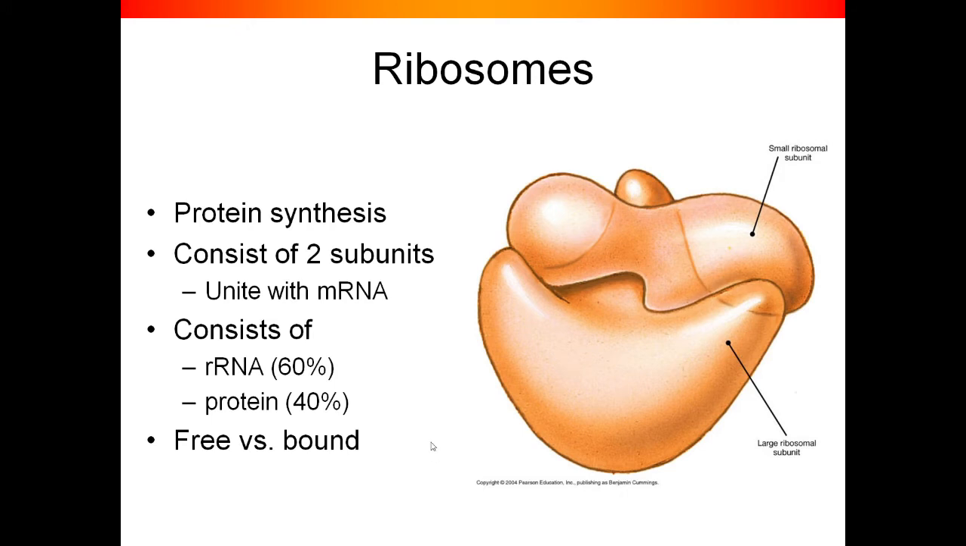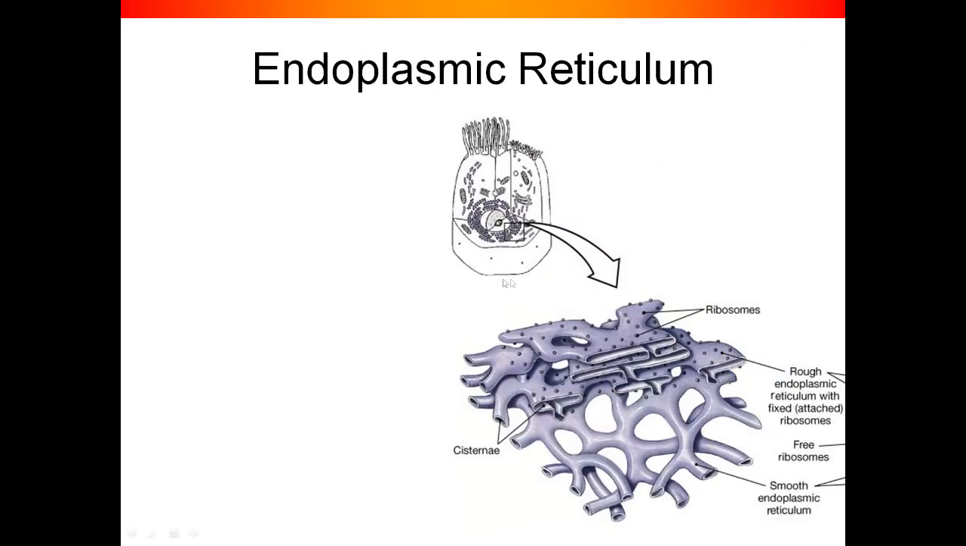Now, we've got two types of ribosomes. We've got ribosomes that are freely floating through the cytoplasm. They're not bound to anything. They're just floating through. And then we've got ribosomes that are bound to membranes. And we're going to see when we get to the rough endoplasmic reticulum that ribosomes are bound to the membrane of an endoplasmic reticulum to make it rough. Now, endoplasmic reticulum, you can see, consists of these tubes and flattened cisternae. And what they are is a network of tubes and flattened areas, or cisternae, that pass through the cell.